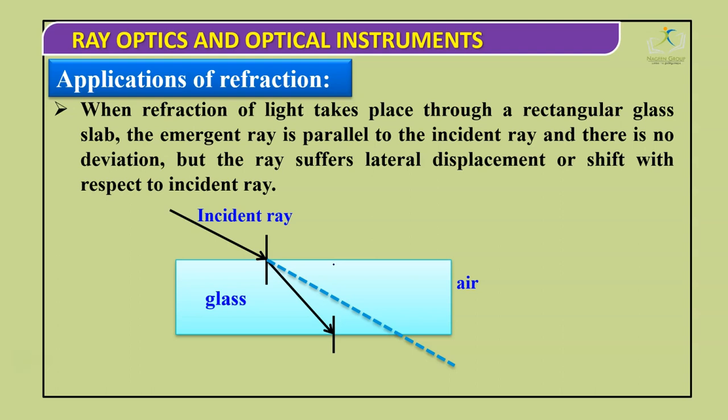Then from the denser medium, when the light ray wants to go back into the air, that means the rarer medium, it will bend away from the normal. In this case, as you can see, both the rays are parallel to each other. This is called lateral shift. A little bit of shift over there. This is called lateral shift.